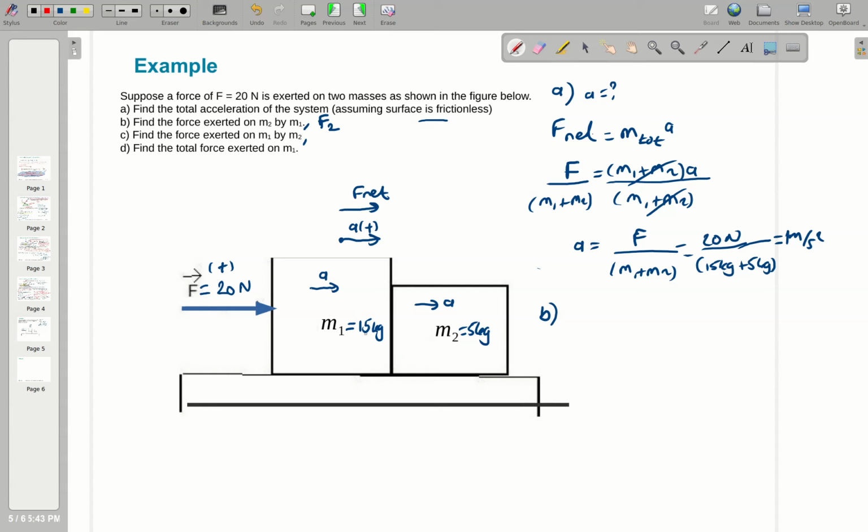But I'm going to show this. Mass 1 applies a force on mass 2, right? And that's F2. Mass 2 applies an equal and opposite force on mass 1 because these are actually action-reaction forces. So F1 is equal to minus F2. Okay? So how do I solve for these questions?